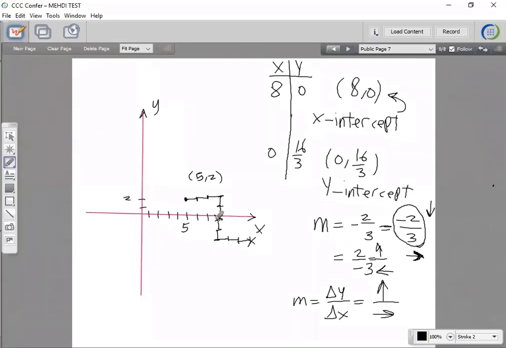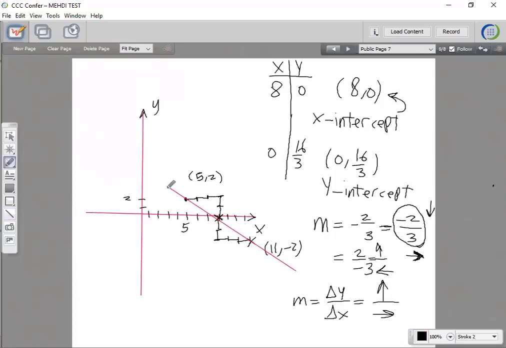This point here that we found, we go 5, 6, 7, 8. This point is 8, and go 9, 10, 11. So this point here would be 11, and going down 2 units, minus 2. So as you can see, you can find a couple of points here. If I connect these points together, that would be the graph of my line.